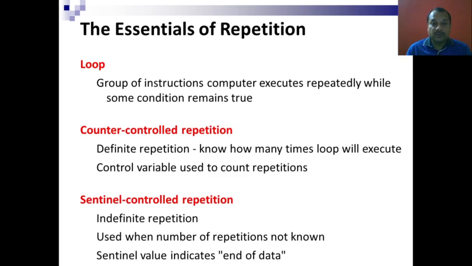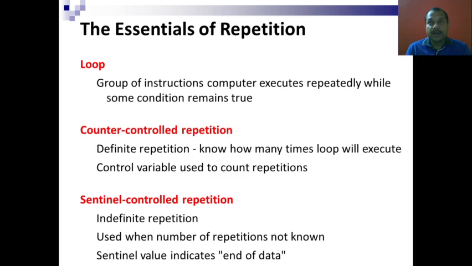Unlike counter control, where I know how many times the loop will iterate, in sentinel control repetition, when the program executes, it may not know how many times it will iterate. It is used when the number of repetitions is not known. The sentinel value indicates the end of data. Okay.